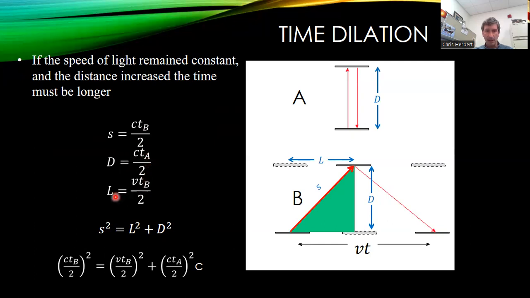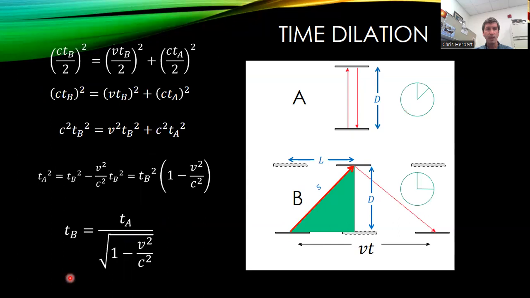And finally, L is determined by the speed of the train. It's V times TB divided by 2. So by the Pythagorean theorem, the hypotenuse squared is equal to the sum of the sides squared. We then make our substitutions. We get this equation here.